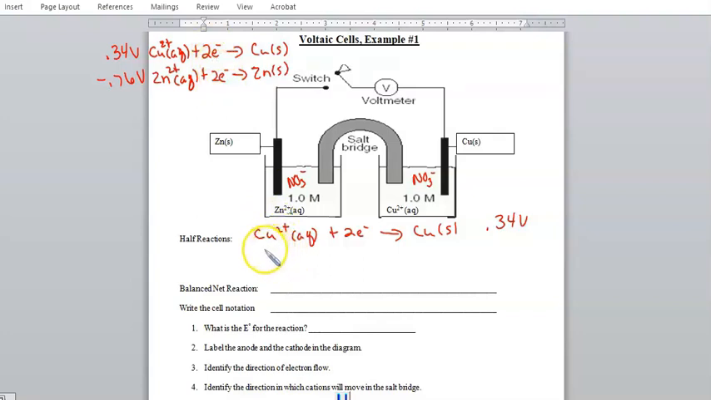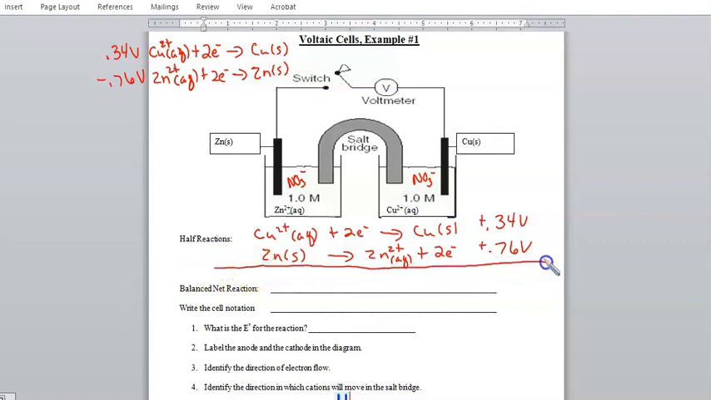So this one's going to start out with zinc solid, and it's going to make zinc ions, and it's going to give 2 electrons. That's AQ. I may sometimes forget to write AQ. And this, now that I flip it, is going to be a positive 0.76 voltage. Let me go ahead and put positive on both of those. All right, so just like we did on the balancing, we're going to now combine these two equations.